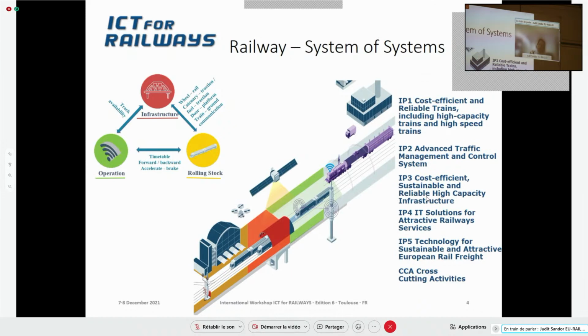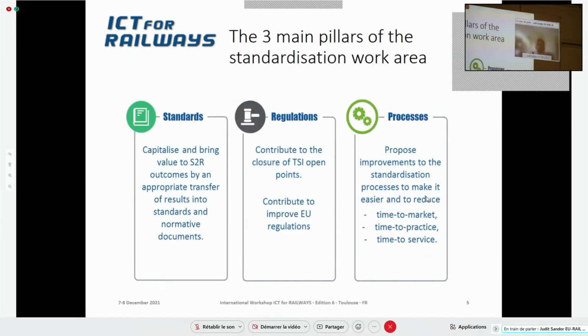So if you go to the next slide, you will see the three main pillars that this activity is focusing on. First of all, to capitalize and bring value from the Shift2Rail outcomes by contributing to the standardization activities. Also trying to contribute to the regulatory aspects, like closing open points of the TSI, or considering now the TSI 2022 package. The Shift2Rail contributions are there and discussed at the various working group meetings.